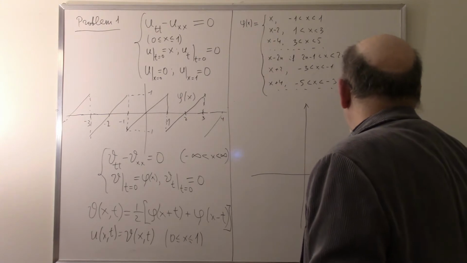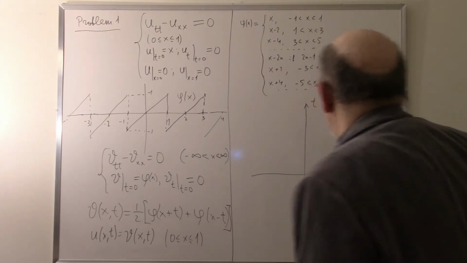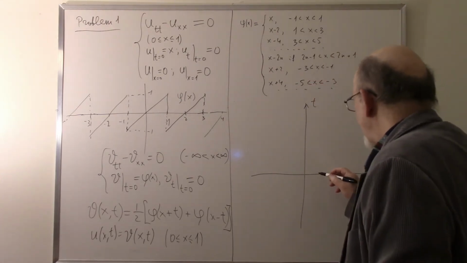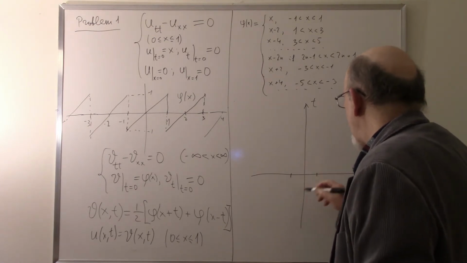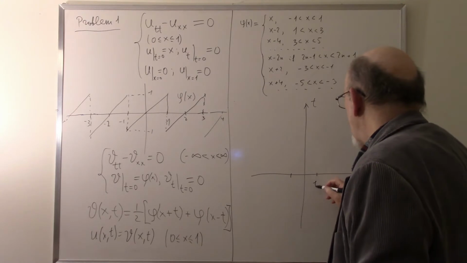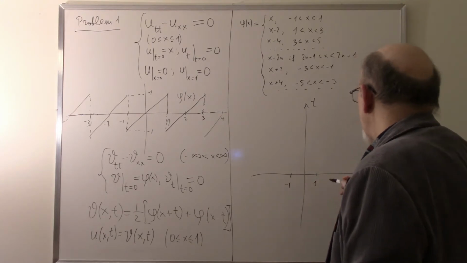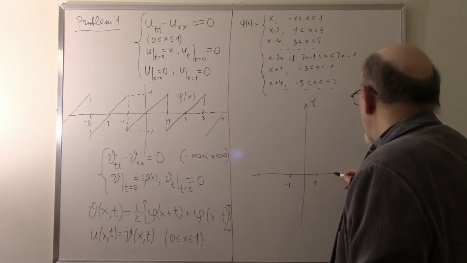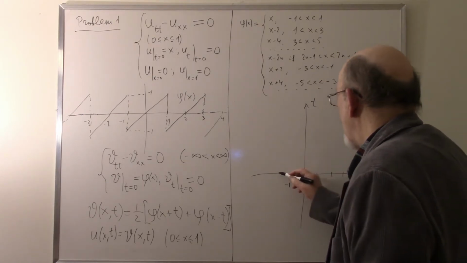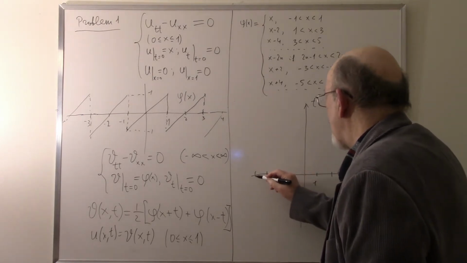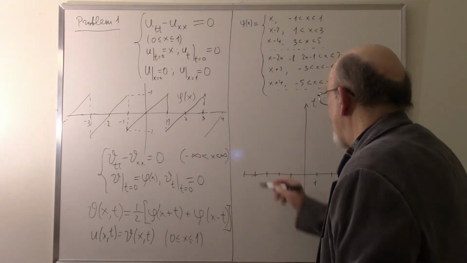It is the x-axis, it is the t-axis. And our initial conditions are given for t equal 0. It is 1, it is minus 1, 2, 3, 4, 5, and so on. Minus 2, minus 3, minus 4, minus 5, and so on.